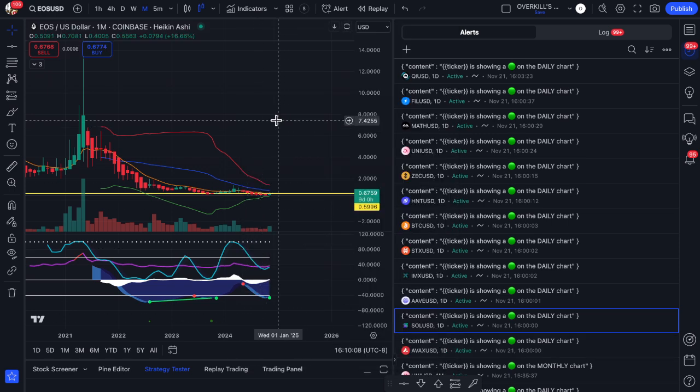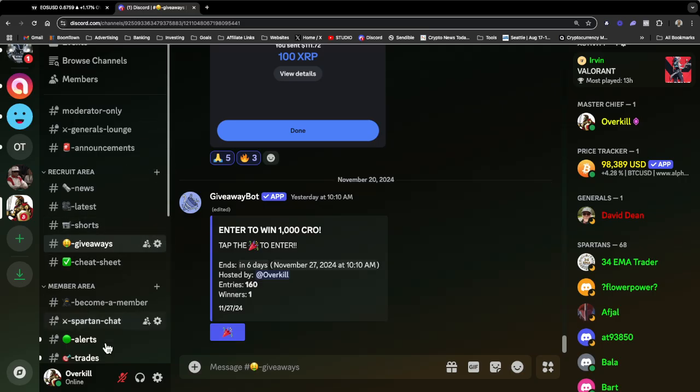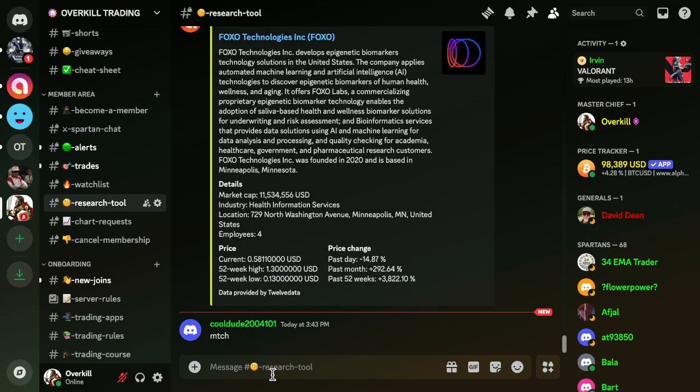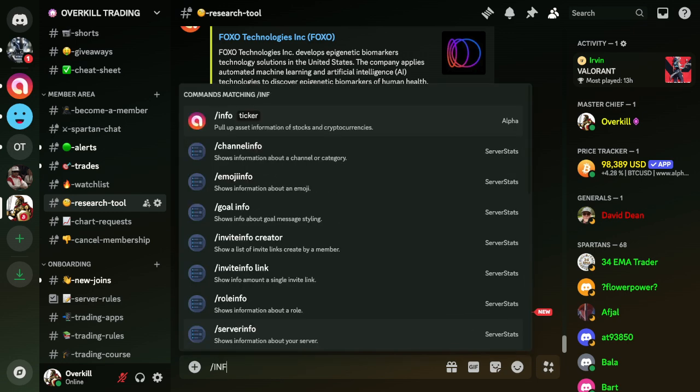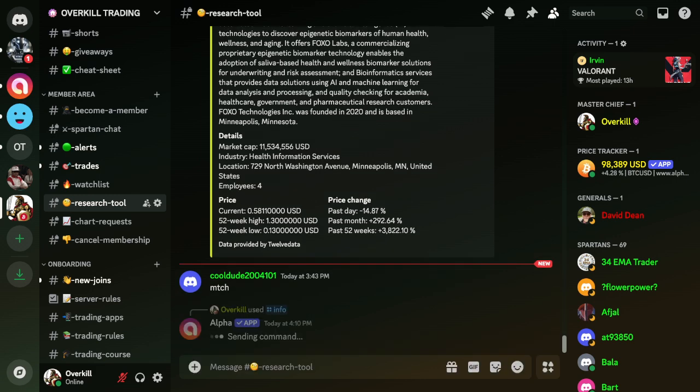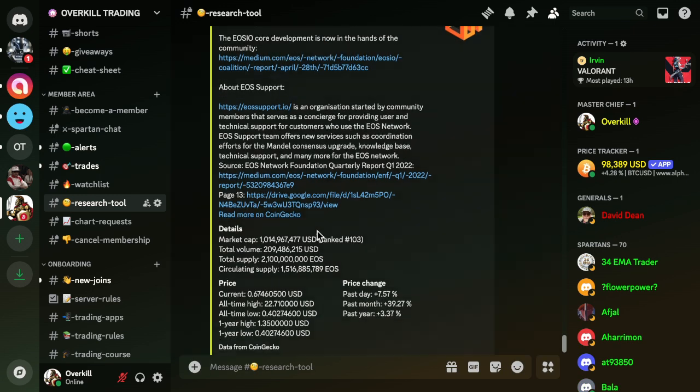And again, let's see here. Go to the research tool here. Yeah, you typed in match there. What you want to do is type in /info first, and then type in your ticker. So mine's EOS. So make sure you type in that /info first.